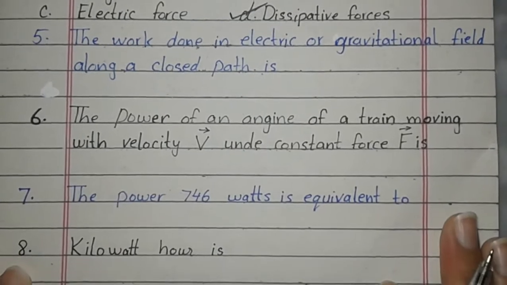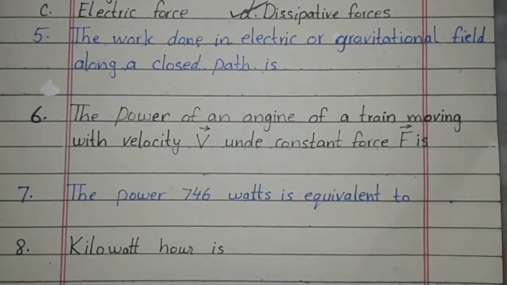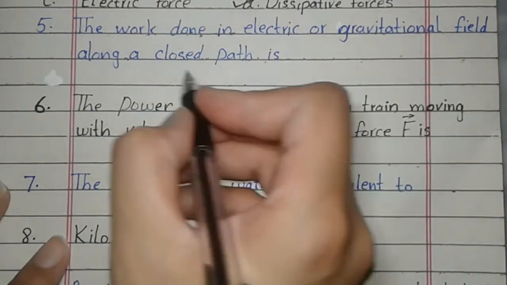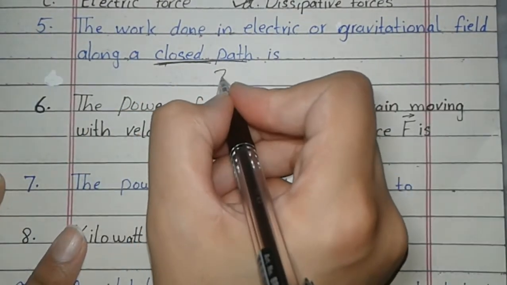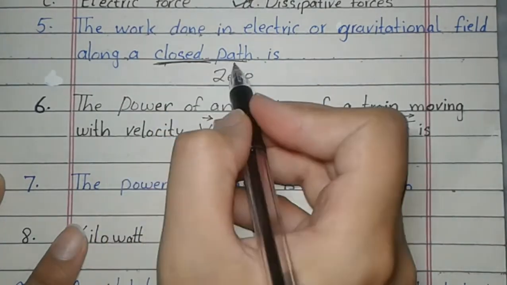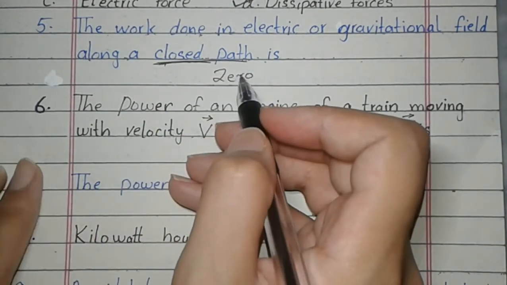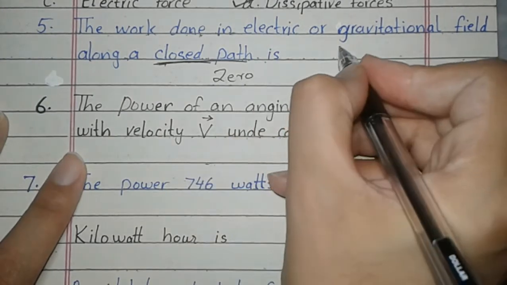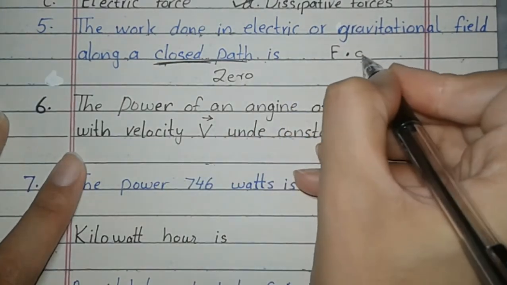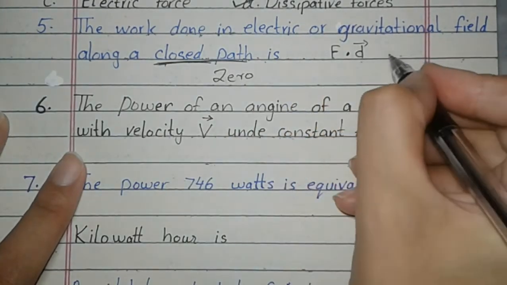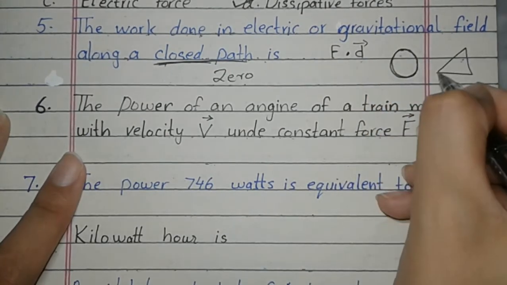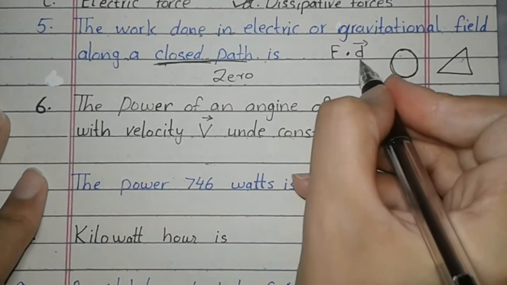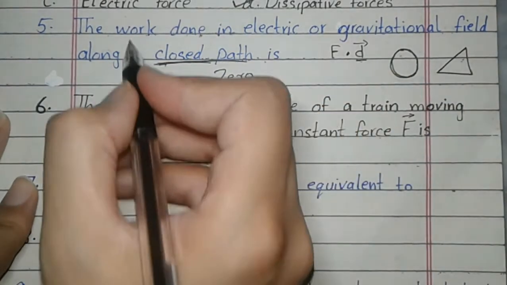Next one. The work done in an electric or gravitational field along a closed path is. Look, when work is done along a closed path, it means that the work is 0. Along a closed path, the work is always 0, because work is force and displacement. So when displacement is covered in any closed path, it gives 0 displacement, and in turn the work done will be 0.